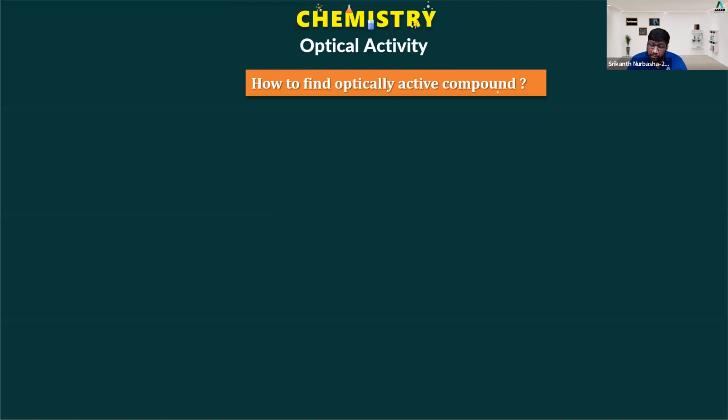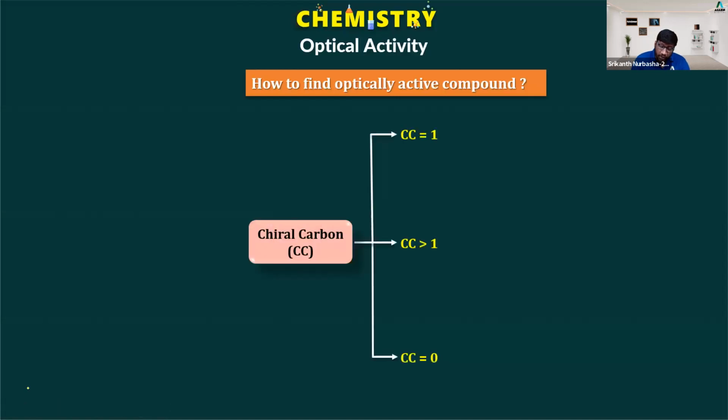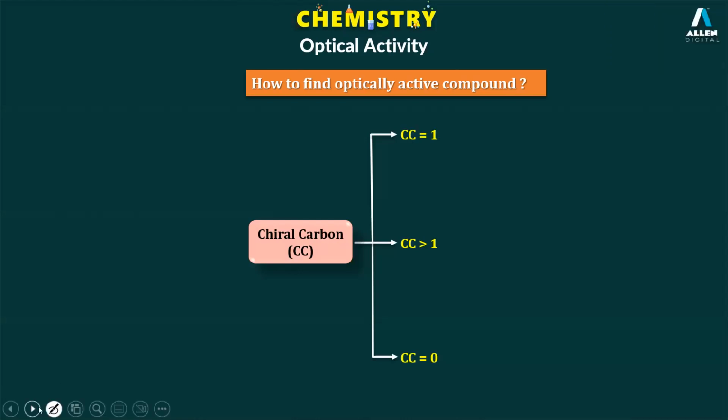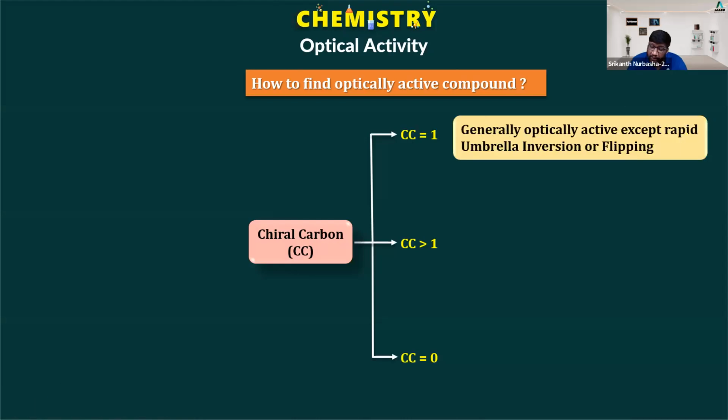Then comes the next concept, optical activity. How to find out whether a compound is optically active or not. So if chiral carbon equals 1, what I have told you, chiral carbon 1 means optically active, except for rapid umbrella inversion or flipping. Yes or no? Generally optically active.